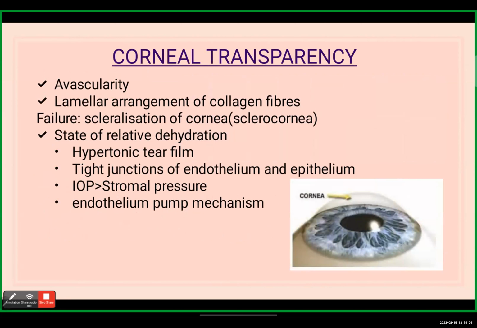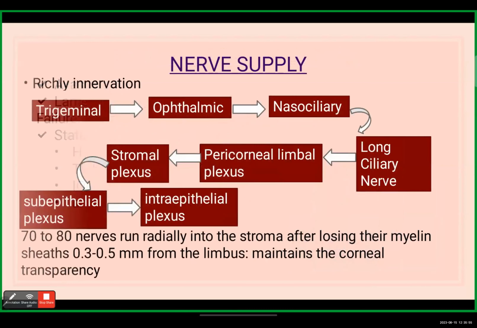Corneal transparency is generally because of three things: the avascularity of the cornea; the lamellar arrangement of the collagen fibers, and its failure might lead to sclerocornea; and the state of relative dehydration caused by the hypertonic tear film, the tight junctions of the endothelium and the epithelium, the intraocular pressure being more than the stromal pressure, and the endothelial pump mechanism, that is the sodium-potassium pump present in the endothelium.